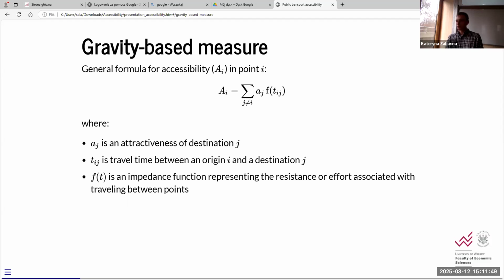A is a sort of quality of destination, and this t is declining willingness to travel. And the distance or time is put into impedance function. And as I said, it represents the resistance or effort associated with traveling between points. And in urban reality, it is more common to use time as the measure of distance, because we all know that in a city, 2 points that are not far away from each other might take a lot of time to travel between them. So time is more common measure here.